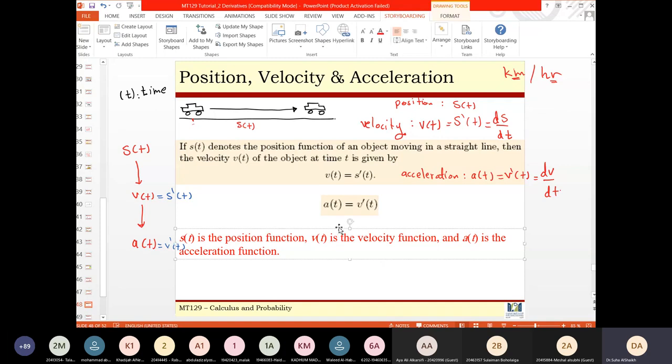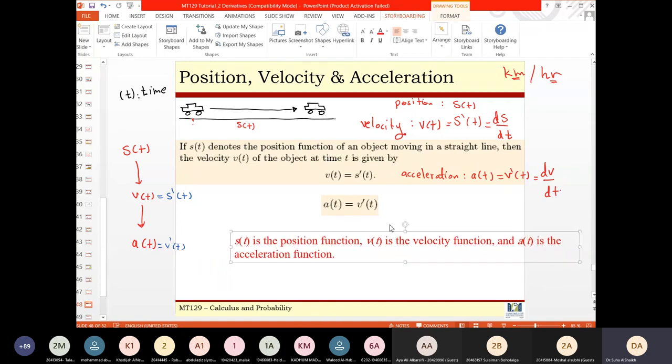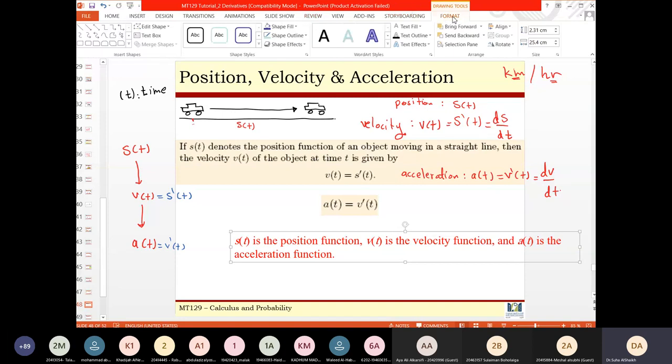Now this can be applied for any moving particle. The car is an example. I can have a stone that I'm throwing from up to down. I can have a rocket going from bottom to top. All of those are examples of a moving particle. This will be in the quiz, yeah. Of course this is going to be in the quiz.